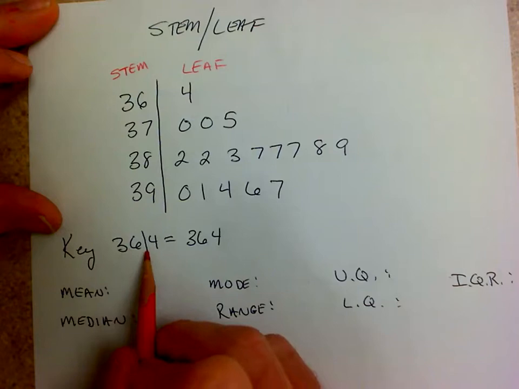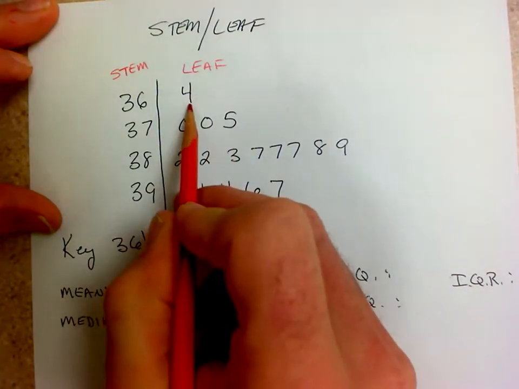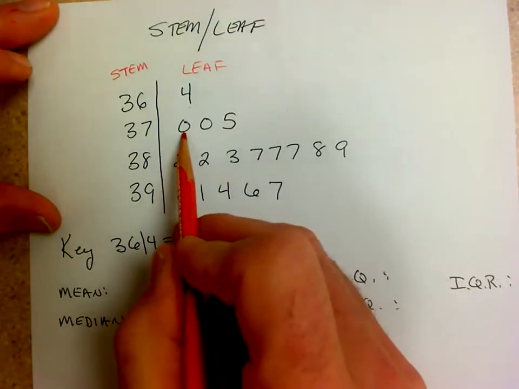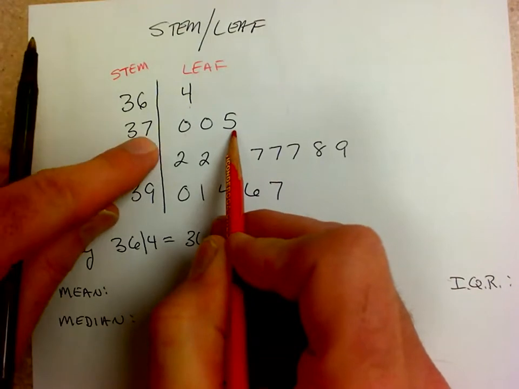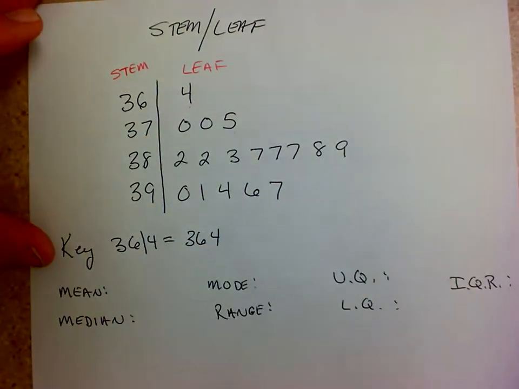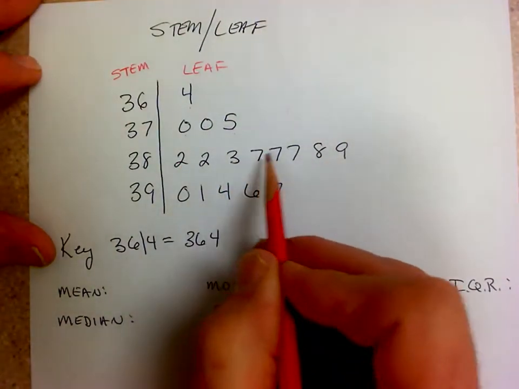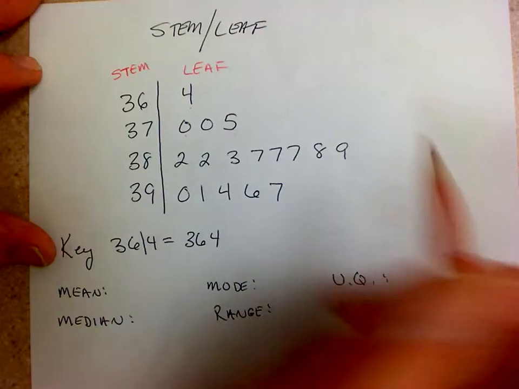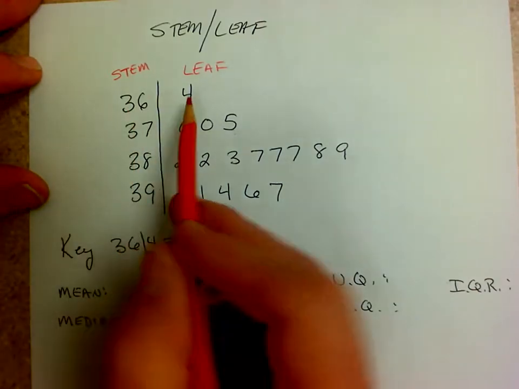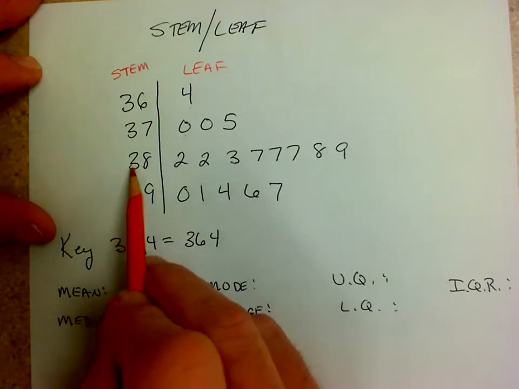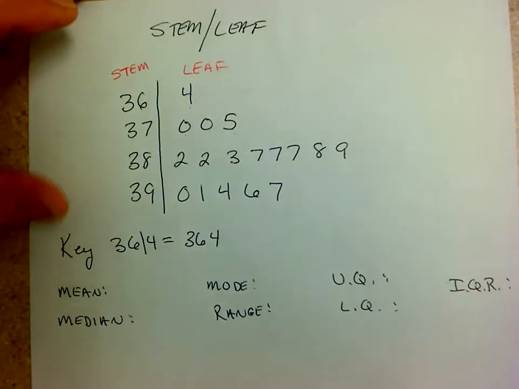It says 36 bar 4 represents 364. So this value right here is 364. This value here would be 370. 375. So these are three different values. 1, 2, 3, 4, 5, 6, 7, 8 different values. Looking at our key, we can figure out that this stem is the 360s. This is the 370s. This represents all of our 380s. This represents all of our 390s.